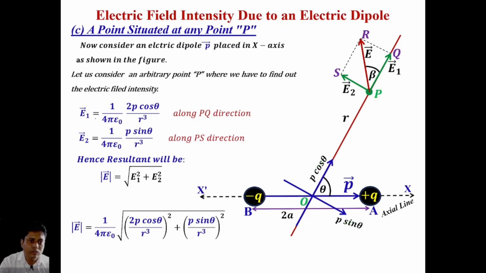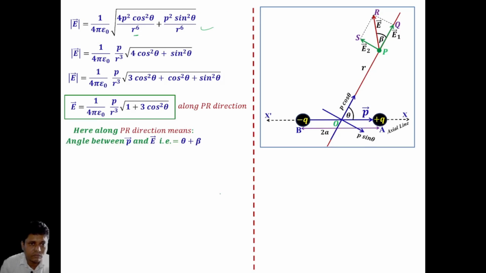Okay, now we are going to substitute the values. So here we found the E1 value, we just substituted it over here, and here 1 by 4 pi epsilon 0 is taken outside, it is the common factor, and 2p cos theta by rq square, plus p sin theta by rq square, right? Okay. Now we are going for the further calculation. Here you can see 2p cos theta by rq whole square, p sin theta by rq whole square. So it will be 4p square cos square theta by r to the power 6, and this will be p square sin square theta by r to the power 6, whatever is written over here.